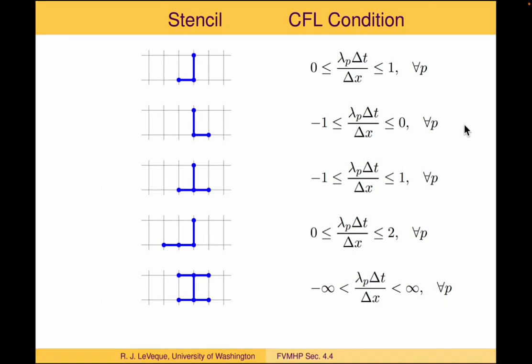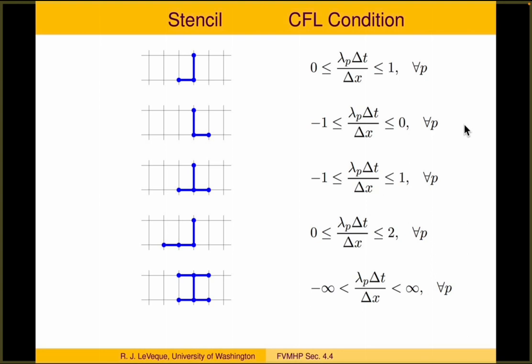If we have a three-point method, for example, then all of the characteristics have to trace back. Some might be negative, some might be positive, but they all have to trace back to within this triangle. So lambda delta t over delta x has to be between plus and minus 1 for each equation in the system, and so on.